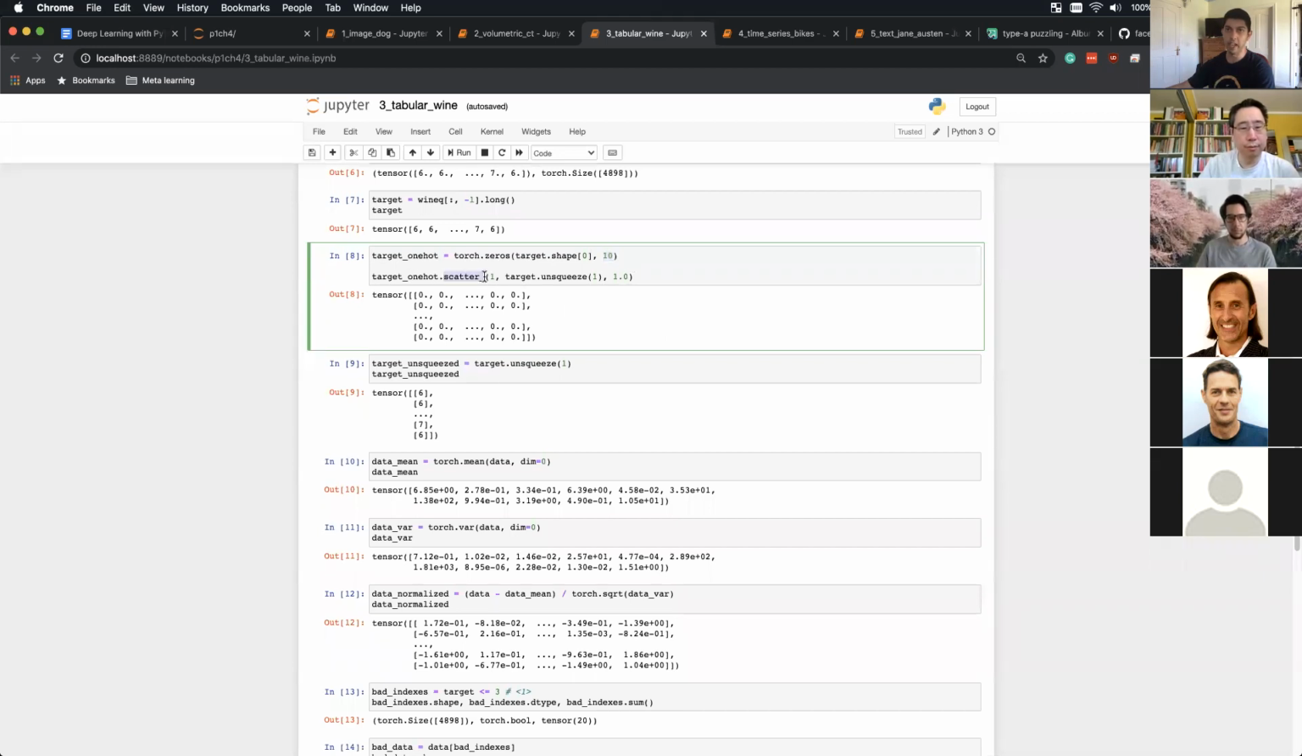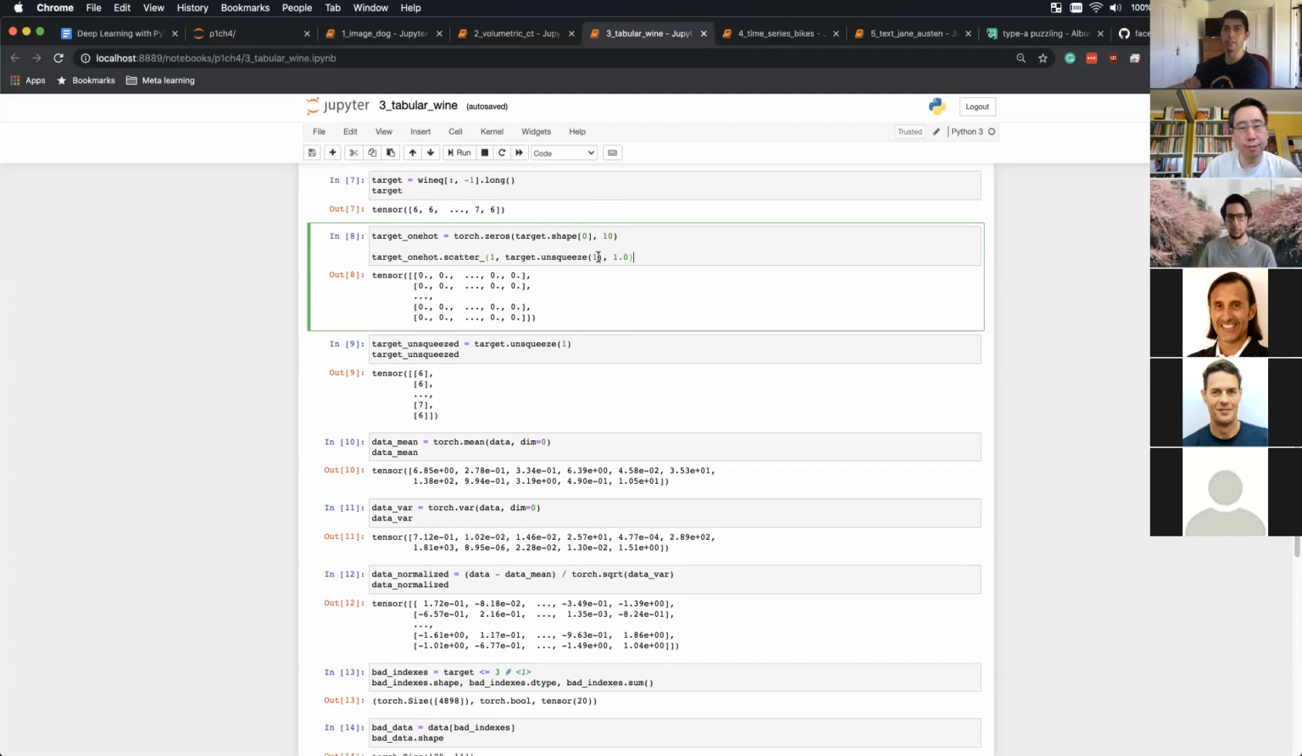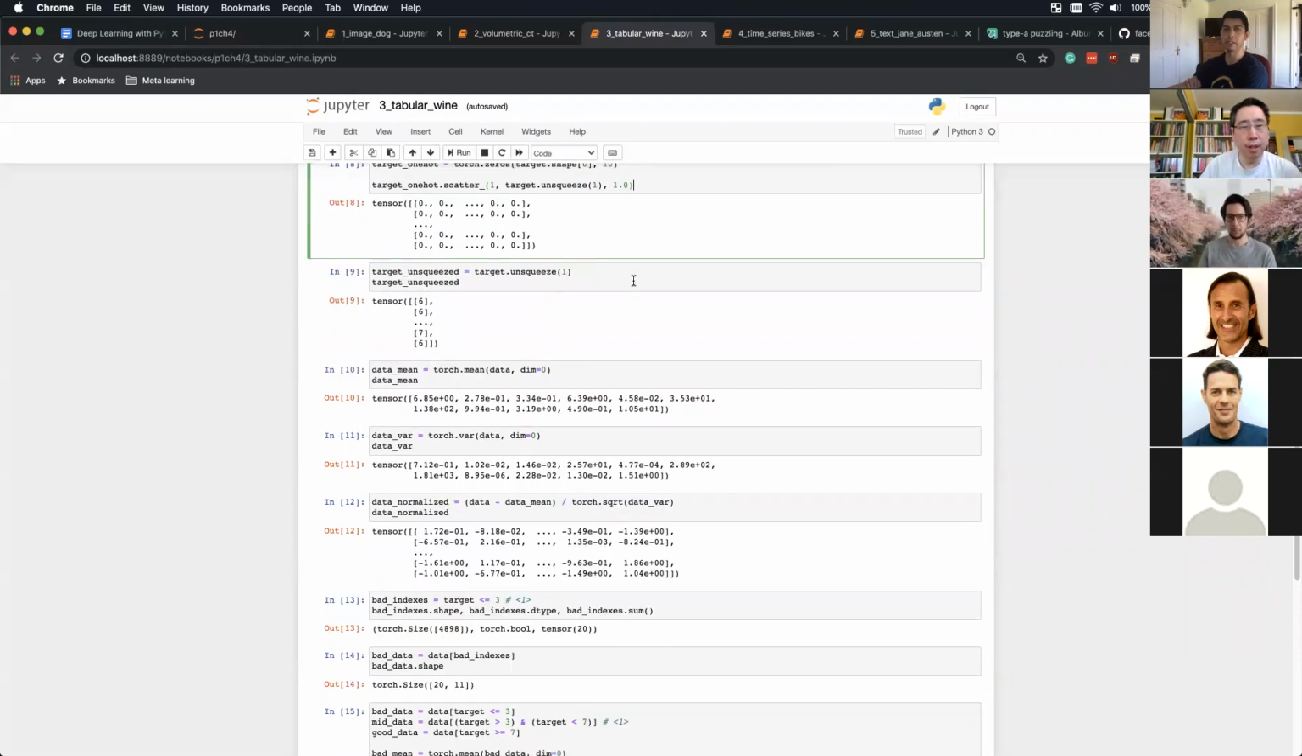And then they're doing this scatter operation, which I don't entirely understand. I haven't looked at this in too much depth. I know that it's doing the expansion of this target into the one hot encoding, but I'd have to look at what the 1 and the 1.0 arguments are actually doing. I've typically done one hot encoding prior to making the tensors. I haven't done that operation in PyTorch very much.